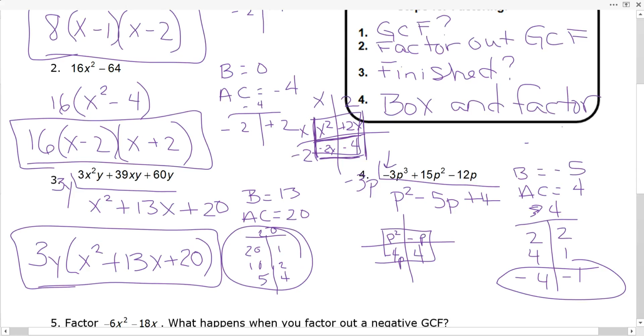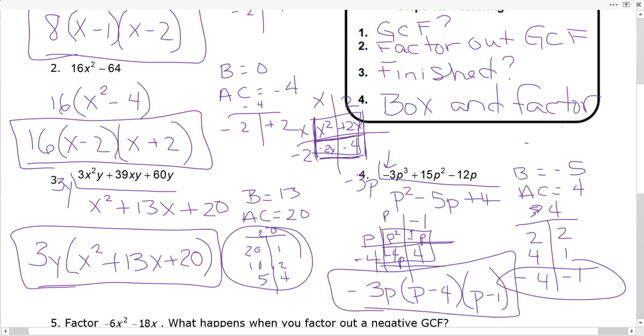I find my greatest common factor for the top. It's p. My greatest common factor for the bottom, take the negative sign with it. My greatest common factor for the left side is p. And my greatest common factor for the right side is negative 1 because I took that negative sign. So my answer is negative 3p times p minus 4 times p minus 1.